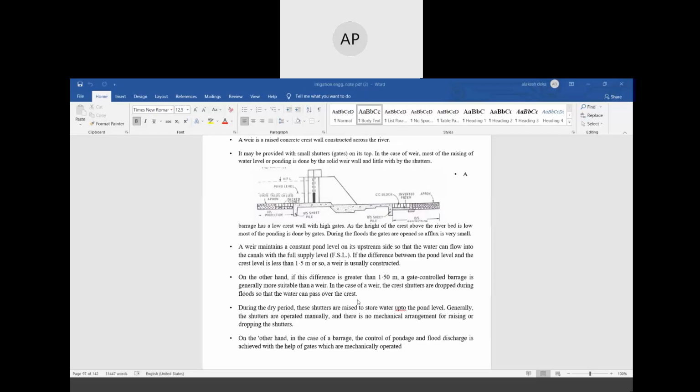Okay. So on the other hand, if the difference is greater. Generally these are theoretical points on where, how it works, where it is provided, what is the function.